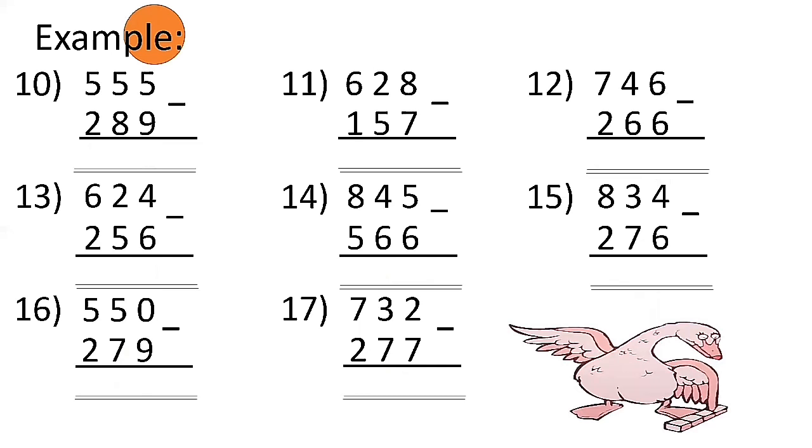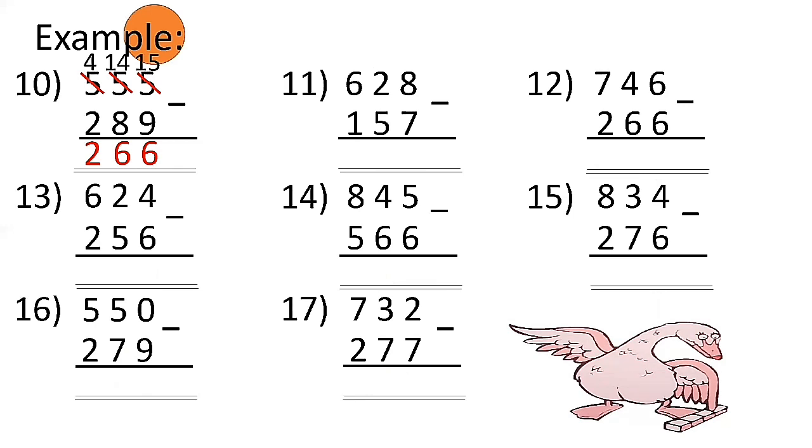Okay, number 10, 555 minus 289. We cannot subtract 5 by 9. So we need to borrow in the tens place. 5 becomes 4 and 5 becomes 15. 15 minus 9, that's 6. And 4 minus 8 cannot be. We need to borrow in the hundreds place. 5 becomes 4 and 4 becomes 14. 14 minus 8, that's 6. And 4 minus 2, that is 2. So our answer is 266.